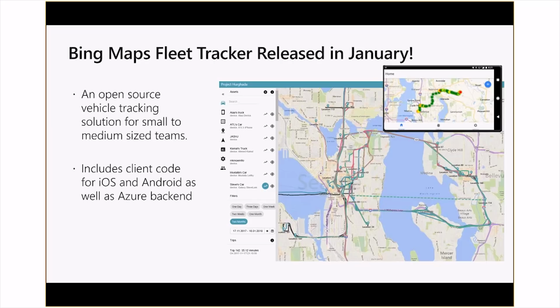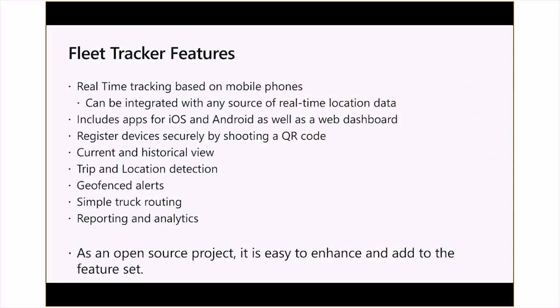We have one partner that is taking this code right now, and they are compiling the applications, and they're releasing their own branded fleet tracker as a service, and they will have those applications out in the Android store and the iOS store shortly. But anyone can do that. And it's all built on the Bing Maps platform. So for all of your mapping needs, like map display, geocoding, reverse geocoding, that's all using our APIs. But again, since it's completely open source, you can take it and do whatever you want. So here's some of the features.